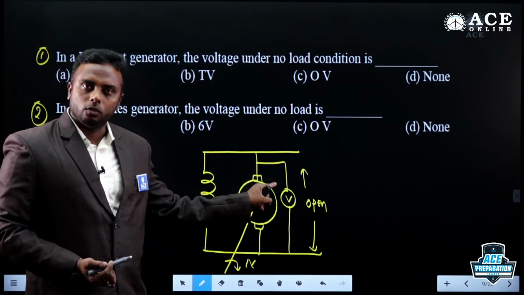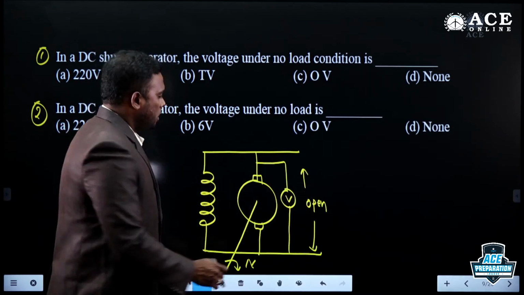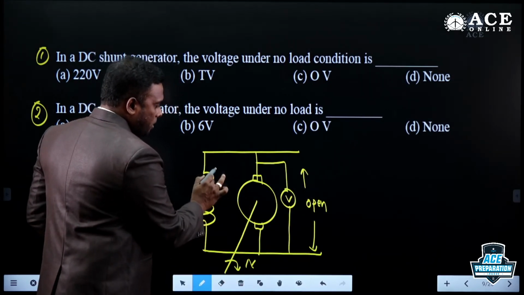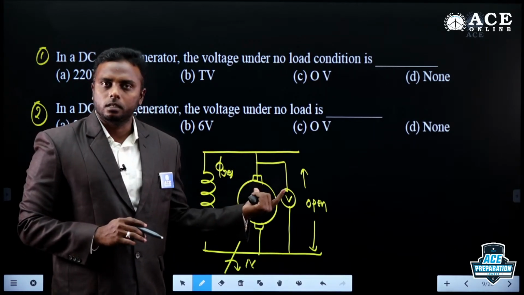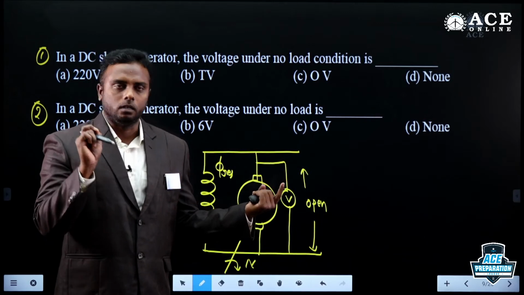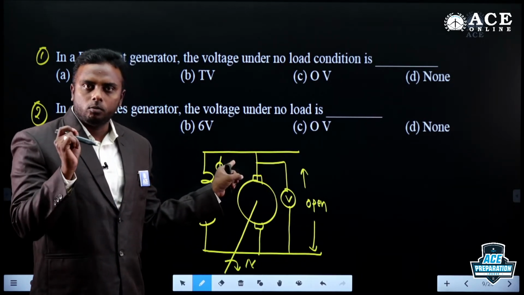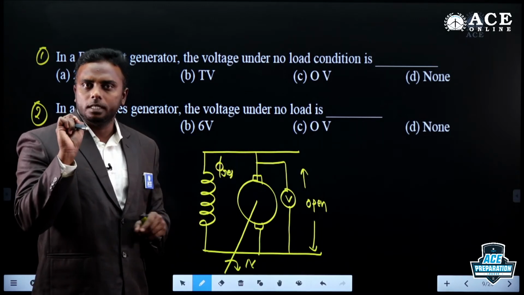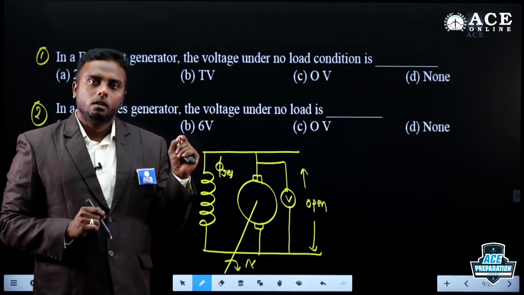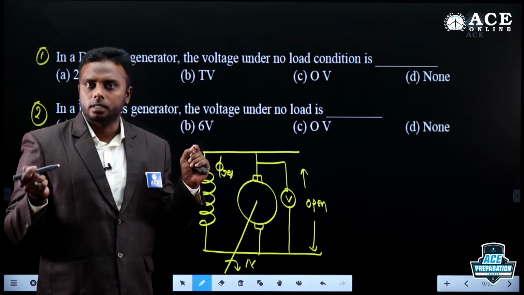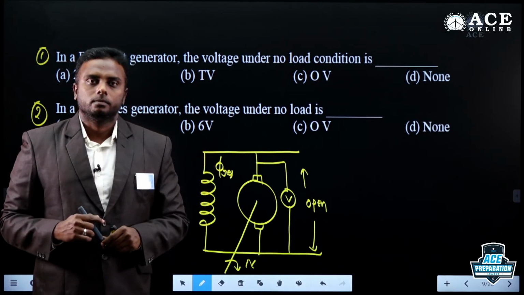Definitely this voltmeter will show you the rated voltage, because even though it is open, due to residual flux inside, a small flux will always be there in self-excited generators like shunt, series and all. Always a small flux will be there. Once you start rotating, the winding will cut this small amount of flux. Initially, a small voltage will be induced. That is called residual voltage, a small voltage in the range of 2 volts, 5 volts, 6 volts, 10 volts, based on the magnitude of residual flux.